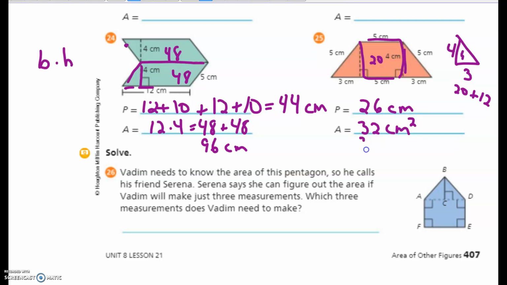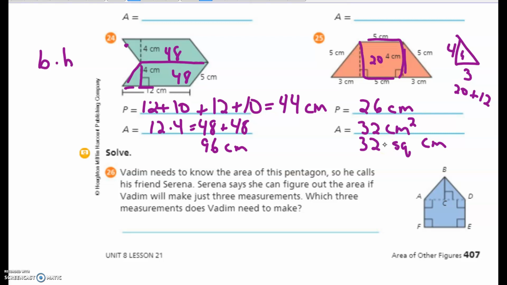If you're typing it in, square centimeters. You write it like that, okay? Usually you say it's square centimeters or centimeters squared, usually square centimeters though.